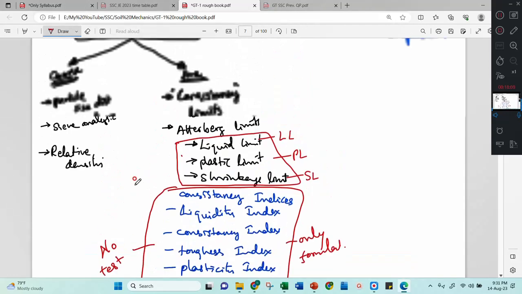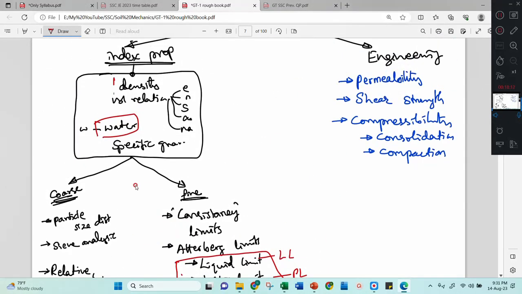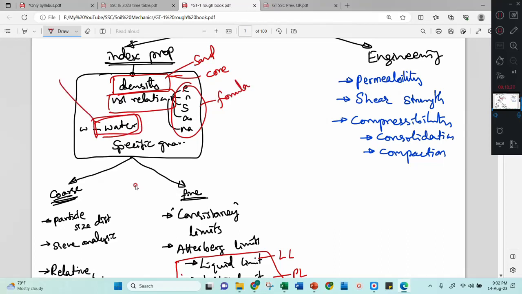Okay now, in the laboratory, for density we have two tests: sand replacement method and core cutter method. Then for volume relations we don't have any test, only formulas. For water content we have many tests: oven dry method, pycnometer method, calcium carbide method, torsion balance method, and then ionization method, like that we have many.